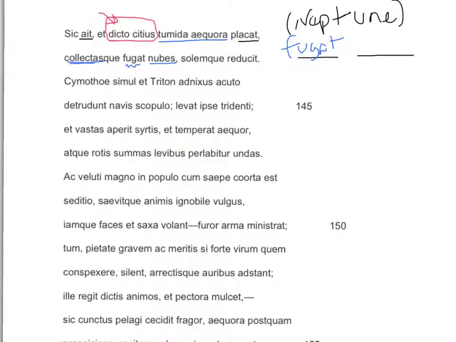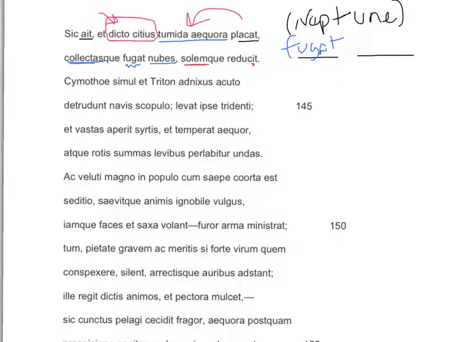Okay, let's look at the next phrase. Solemque reducit. Do you notice a pattern here? Once again, Virgil is giving us an accusative solem before the verb. So now we know that Neptune has done several things. Number one, he placats the teeming waters. Number two, he fugats the collected clouds. And number three, he reducits the solem, which of course is the sun.